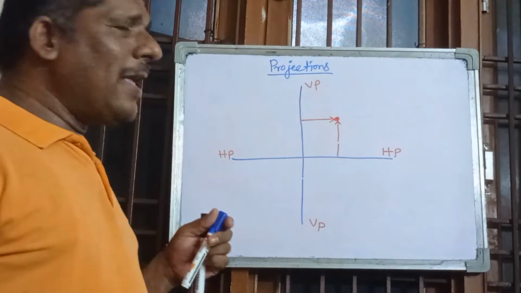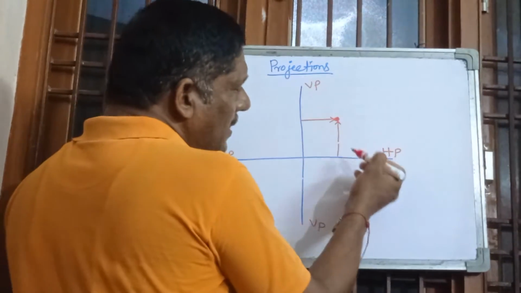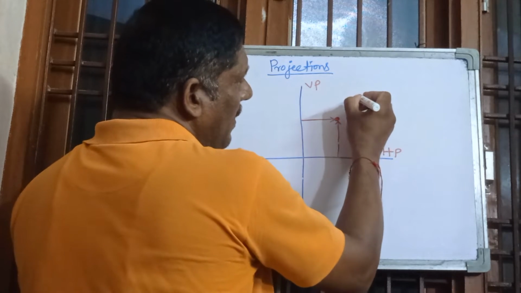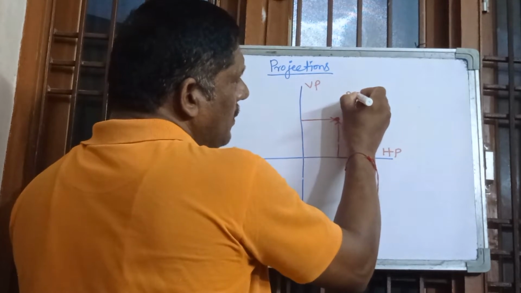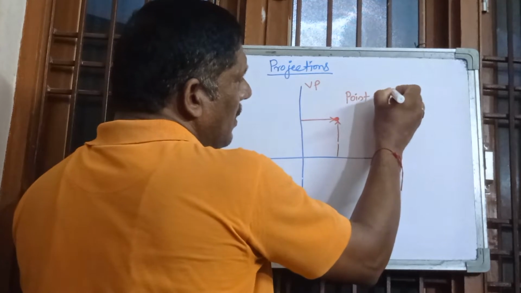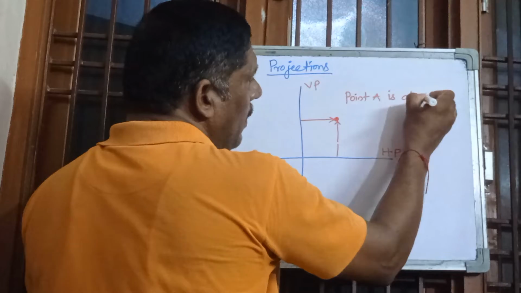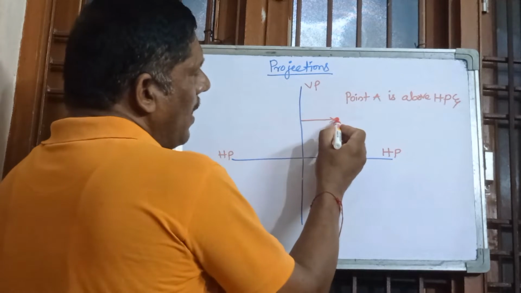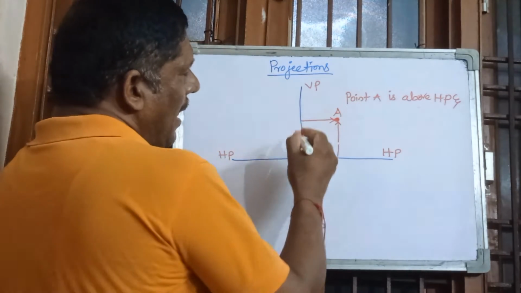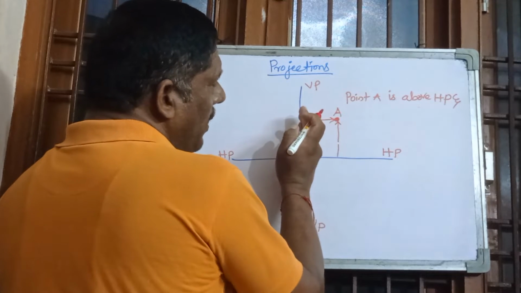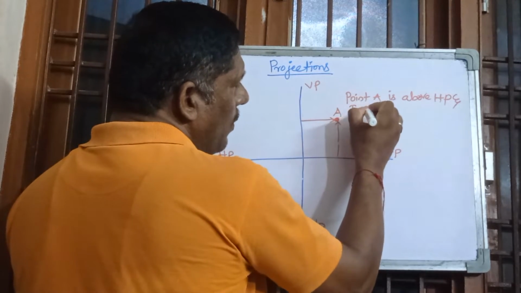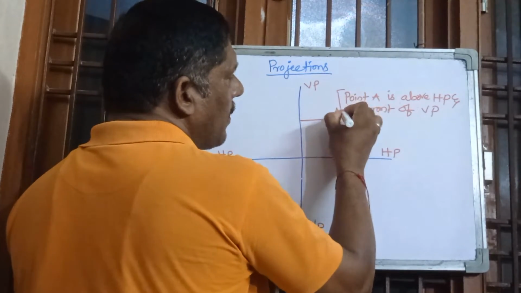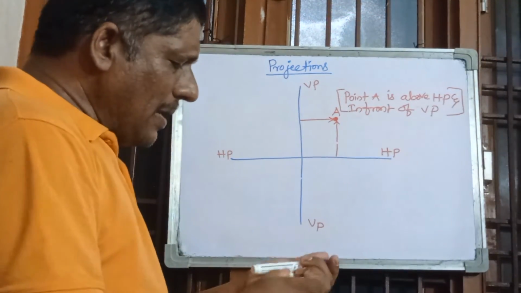In the drawing, the point is above HP. Above HP means on this side. So that's the right here, point A, the point name is A, is above HP, and point A is in front of VP, the vertical plane. In front of VP.